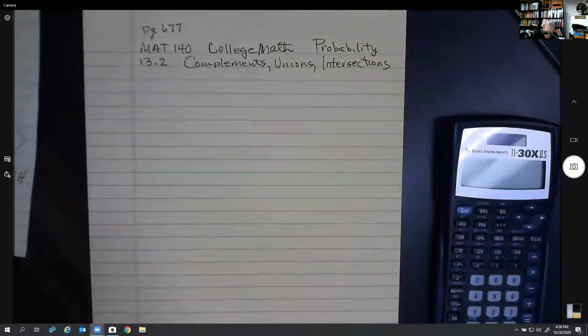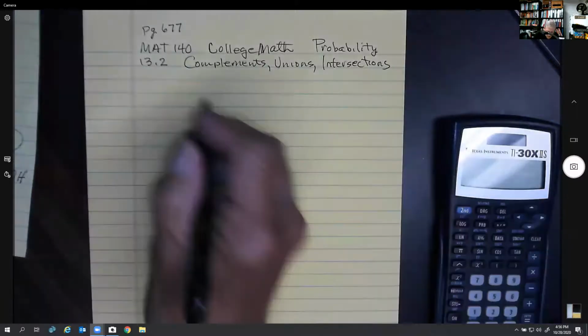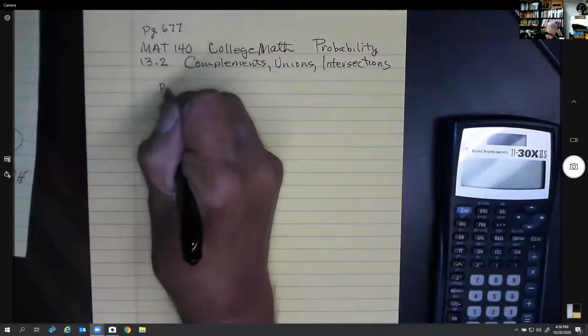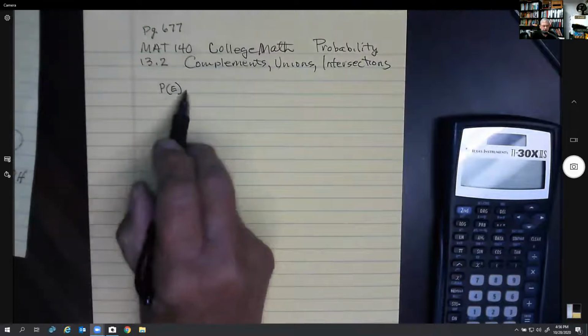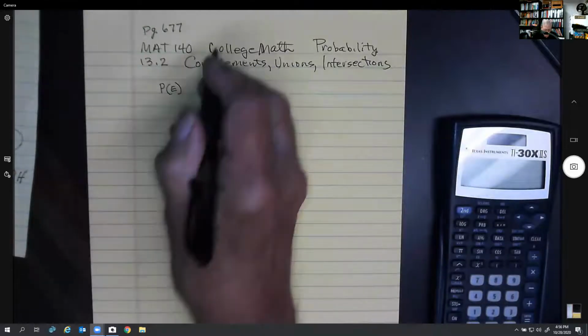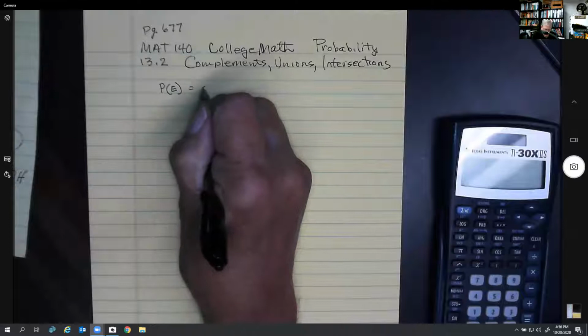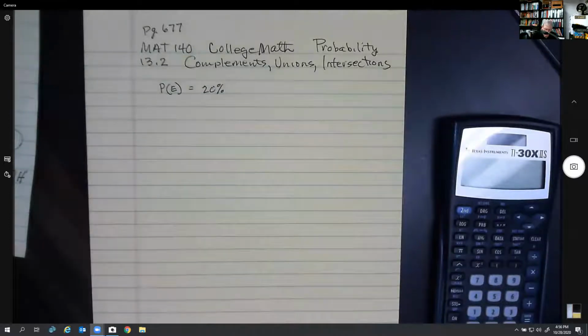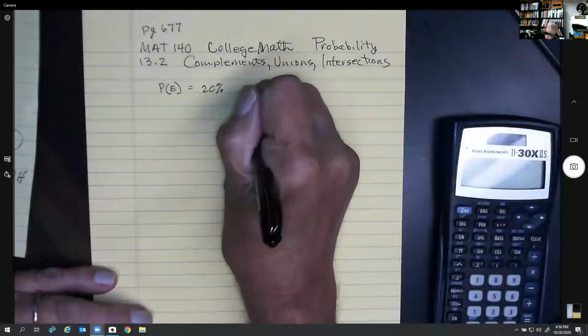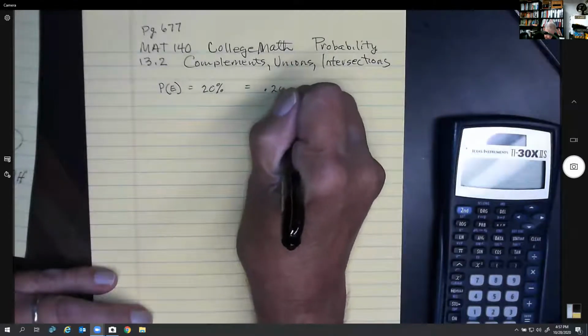Sometimes when we want to show the probability of an event happening, we label it this way. This is the probability the event occurs. And maybe the probability is 20% that something happens. So we usually write that as 0.20. We usually write it in decimal form.